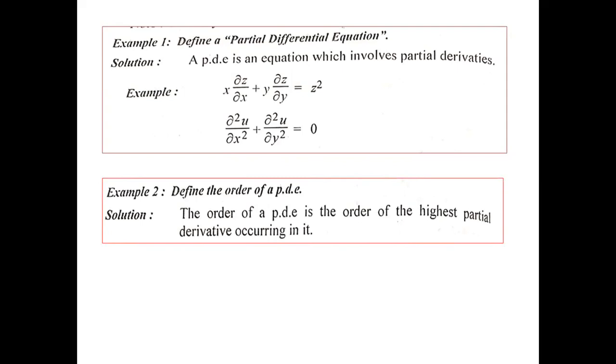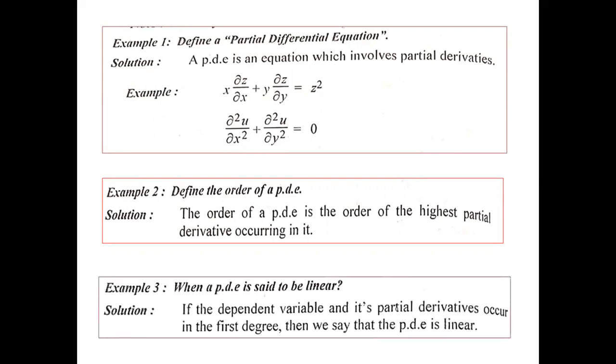Define the order of a PDE. PDE means partial differential equation. The order of a PDE is the order of the highest partial derivative occurring in it. Note that point. This is called the order of a partial differential equation. A PDE is said to be linear if the dependent variable and its partial derivatives occur in the first degree, then we say that the PDE is linear.